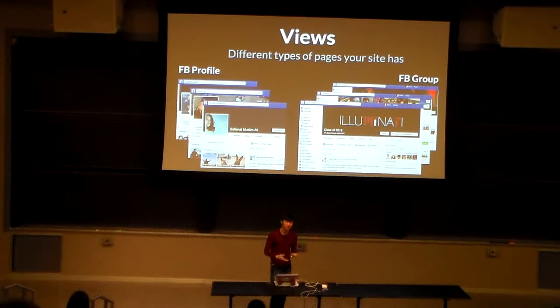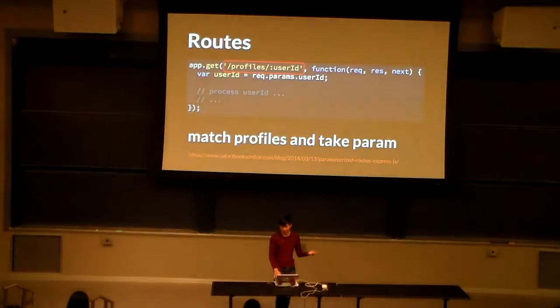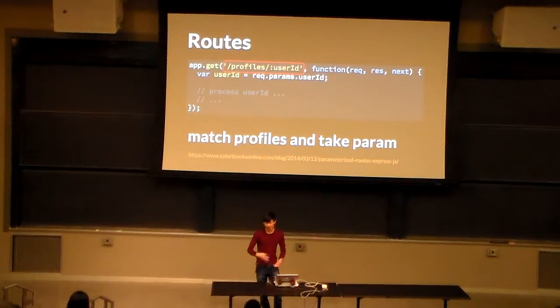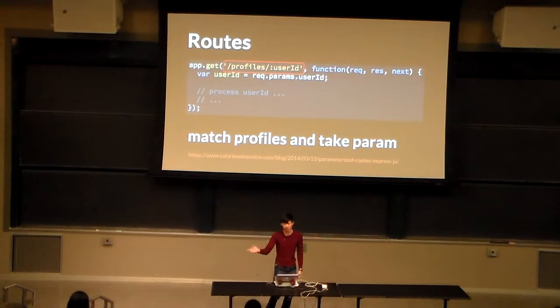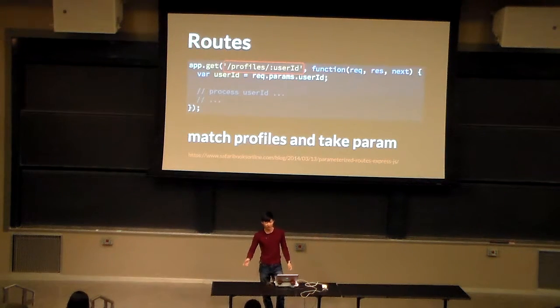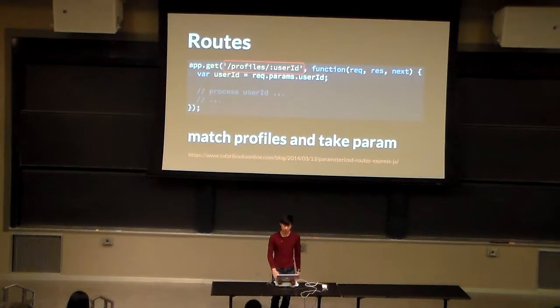So think of views as different templates that you serve to your users, depending on what kind of page they're looking at. And as you can guess, views are very deeply related to routes. Let's say you have two routes. One route is /profiles/userID. Another route is /group/groupID, right? And if you receive a profile template, that is irrelevant to the group.